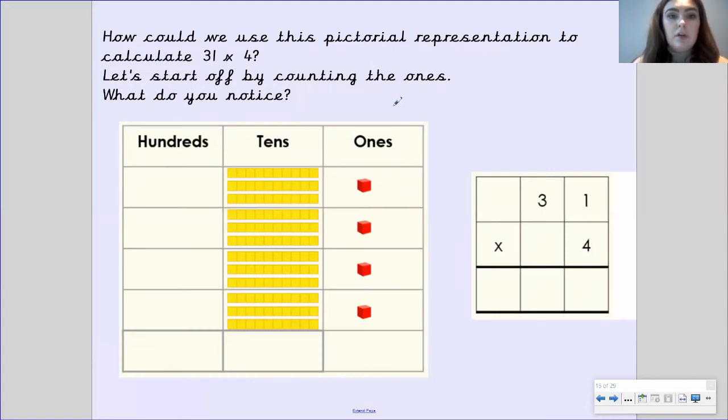Okay, let's have a go at using this pictorial representation to calculate 31 times 4. So we need to count it all up. And if we need to do an exchange, then we'll have to do an exchange. So I want you to pause the video here, count up the ones, count up the tens, and then press play once you have done that.